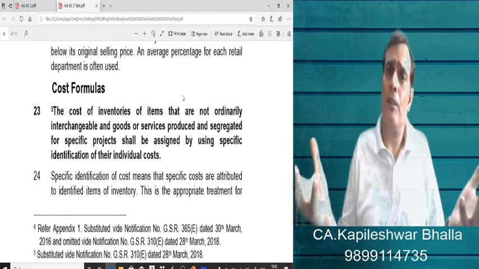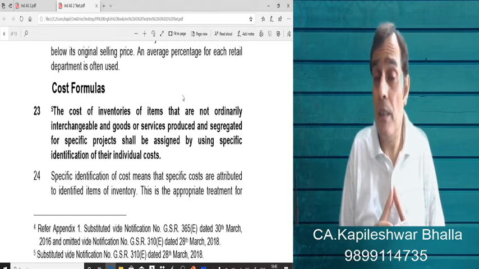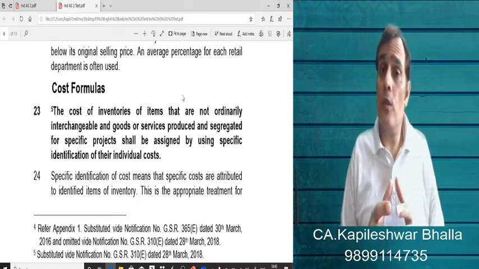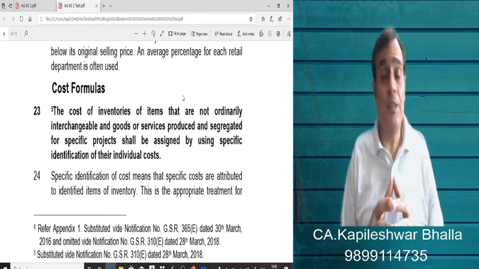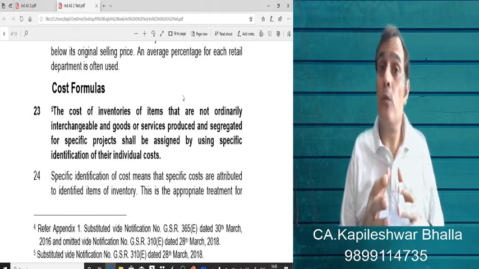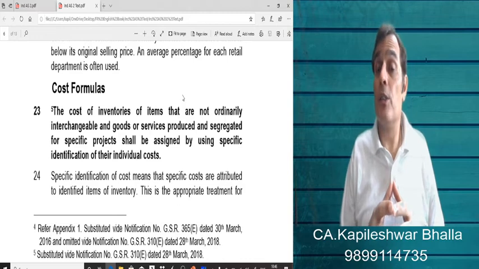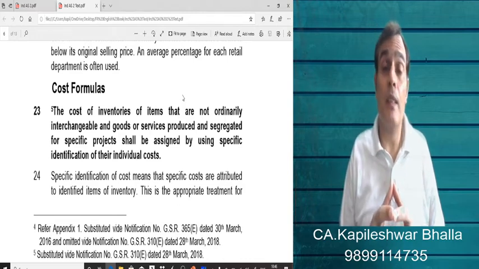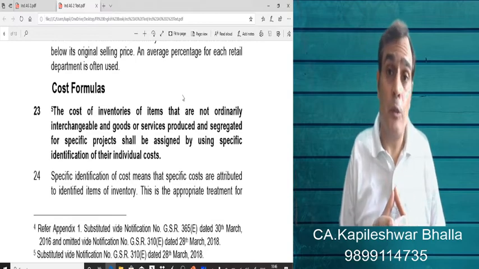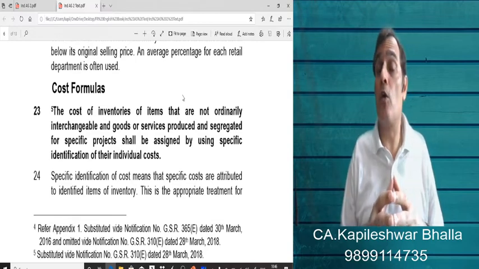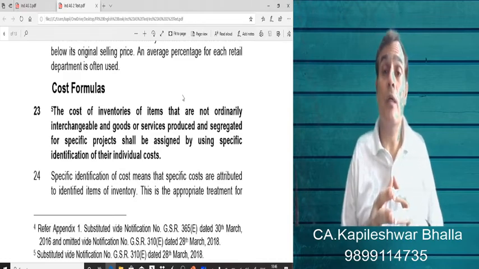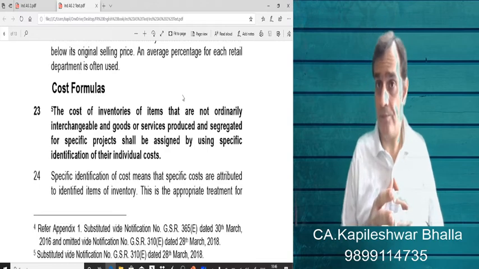Why are you talking in terms of the cost which would have been incurred? I'll tell you the reason. Ind AS 2 allows you both the cases. Depending upon the circumstances, a company could measure the inventory on the cost incurred, what we call historical cost. The company could also measure the inventory on the basis of the cost which is supposed to be incurred, and that is what we call a non-historical cost.